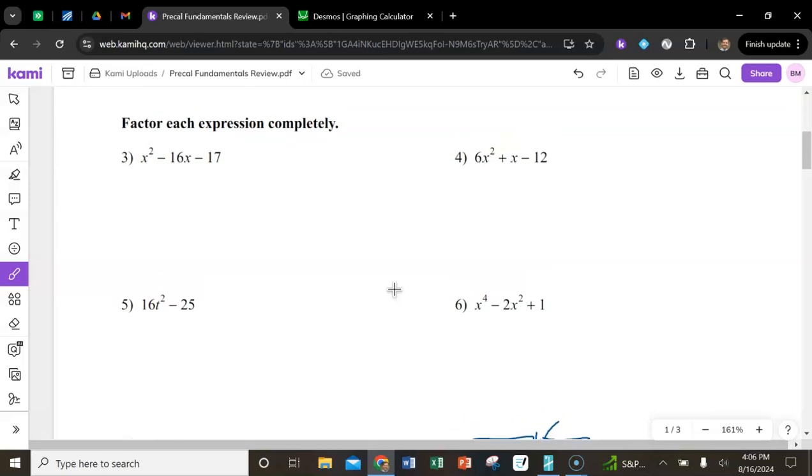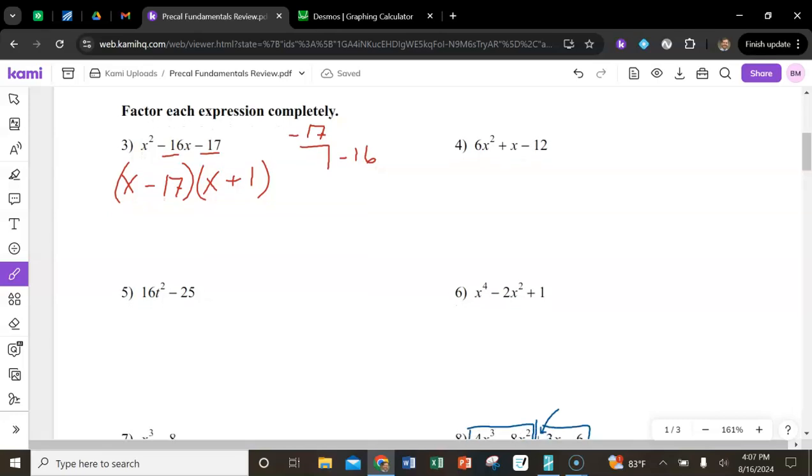Next, I'll go through if we have 3 terms. If we have 3 terms, it's kind of what I would call our traditional factoring. We're going to get 2 binomials. We're looking for what multiplies to the last number and adds to the middle number. So the way that I organize that is I put the number that we're going to multiply to on top, I put the number that we're going to add to on the side, and I'm just going to try to figure out those 2 numbers. In this case, that's negative 17 and positive 1.